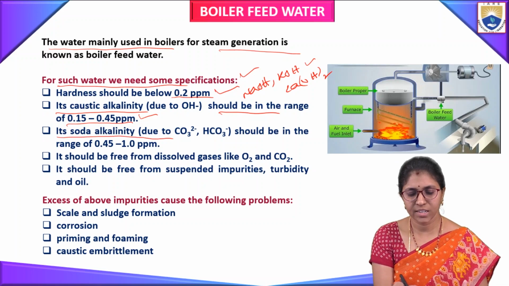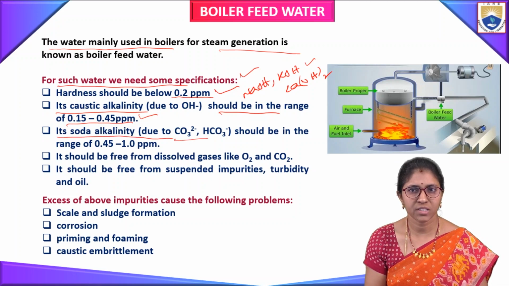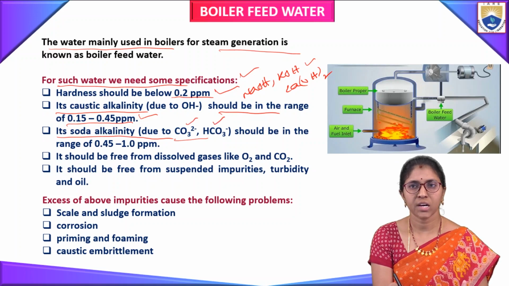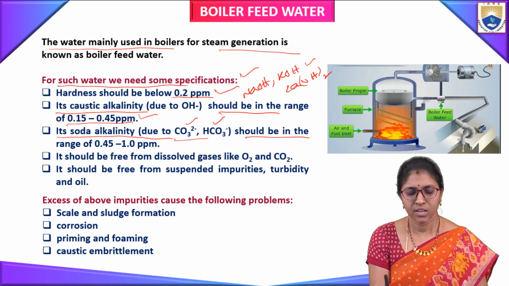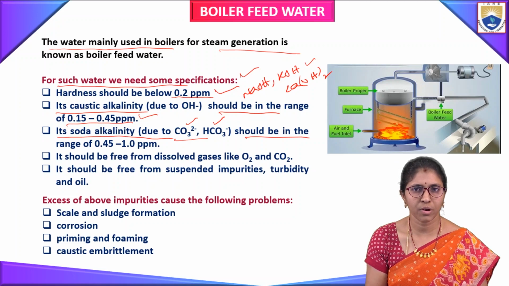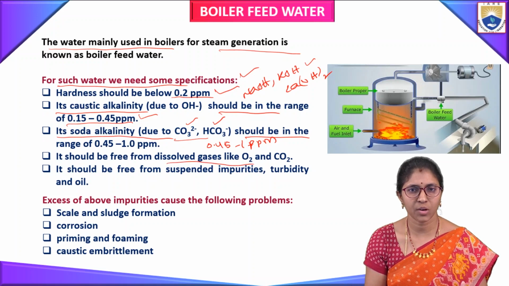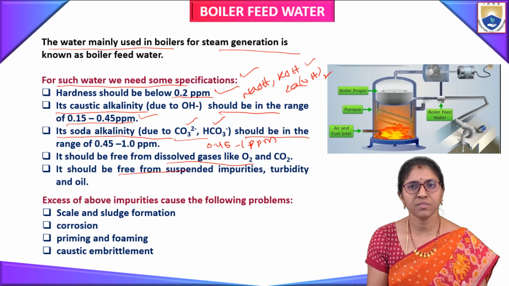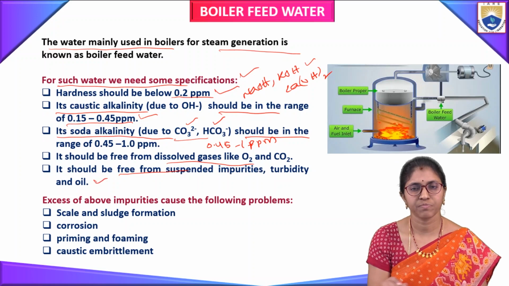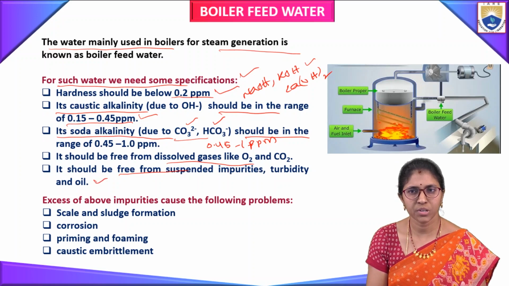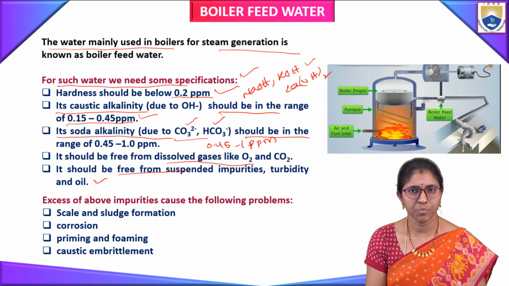Its soda alkalinity, which is due to CO3 2 minus, carbonates and bicarbonate ions, should be in the range of 0.45 to 1.0 ppm. And it should be free from dissolved gases like oxygen and carbon dioxide, and also free from suspended impurities, turbidity and oil impurities.